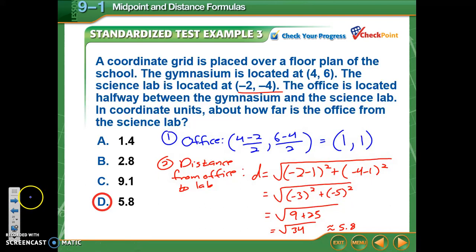This is definitely the shortest section of the chapter, so enjoy it, and I will see you in class to practice and introduce the idea of conic sections.